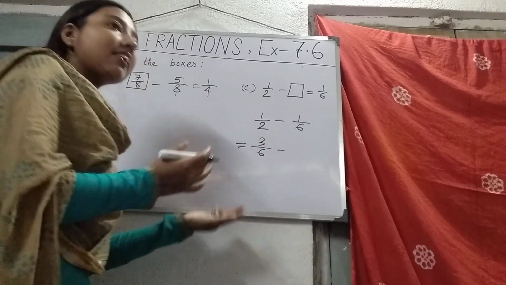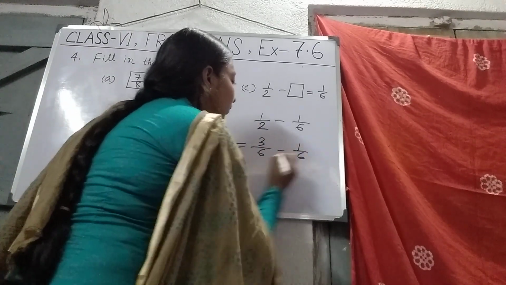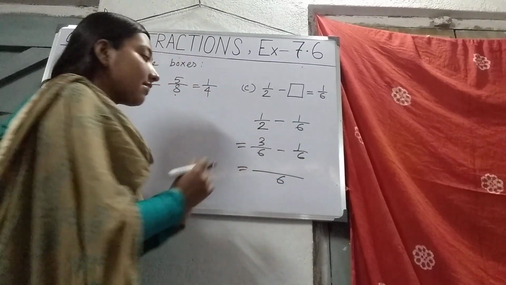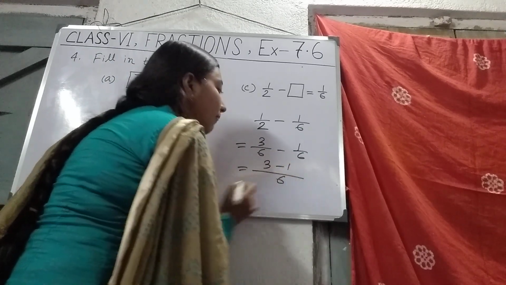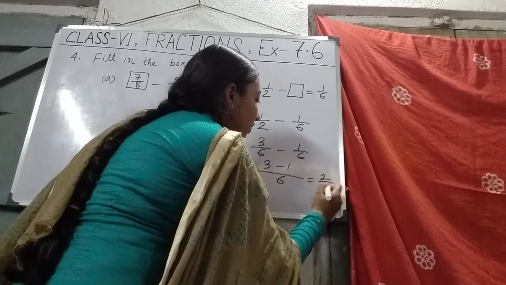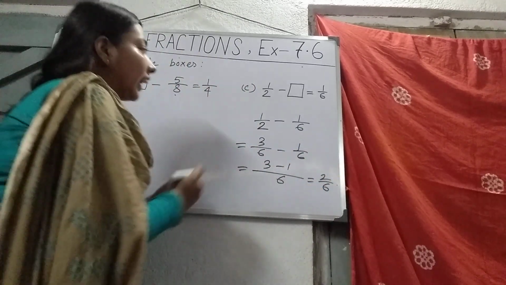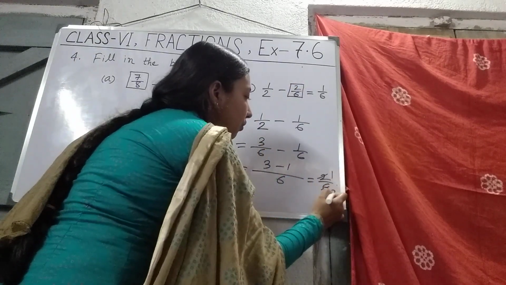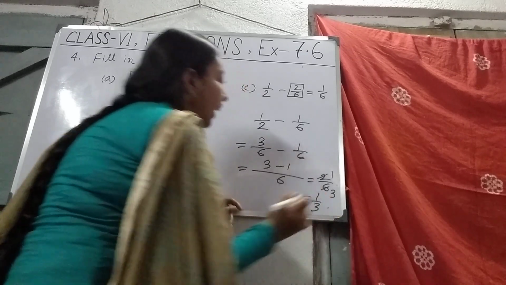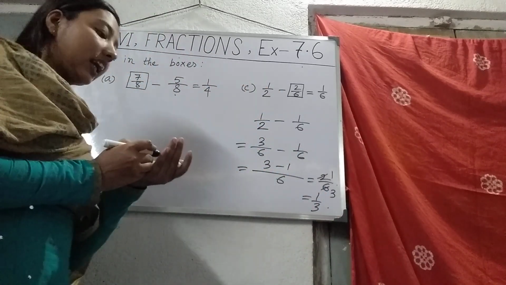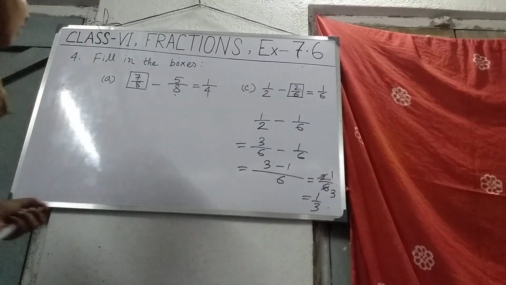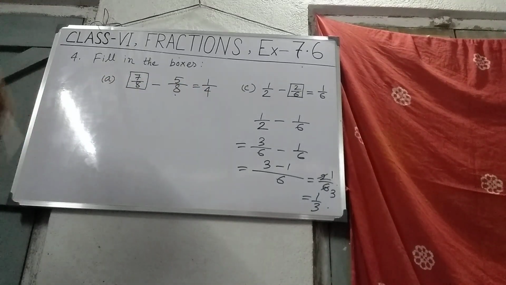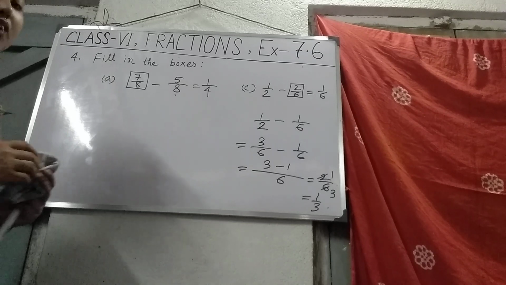That I have already solved here. So for the LCM this will be 6. Numerator 3 minus 1 comes 2 upon 6. So either we can take 2 upon 6 simply, or 2 ones are 2, 2 threes are 6, we can also take 1 upon 3 here. Both are correct. Only one sum, that is B of question number 4, will be done by yourself. Now we move to the next question.